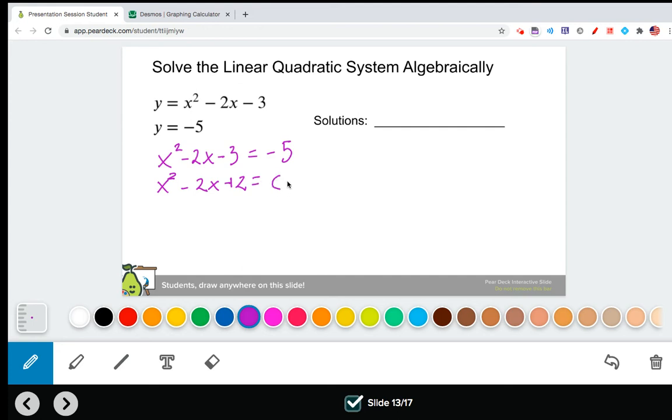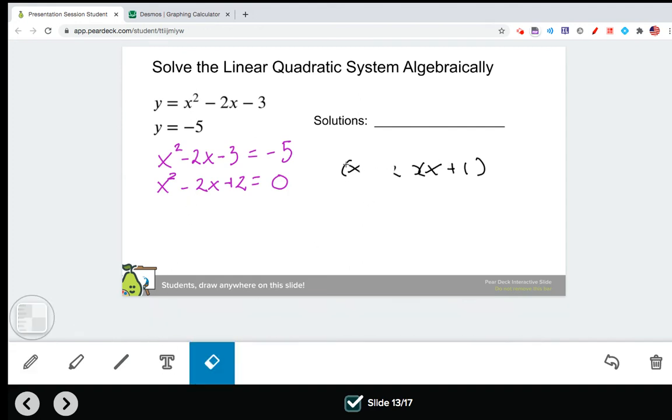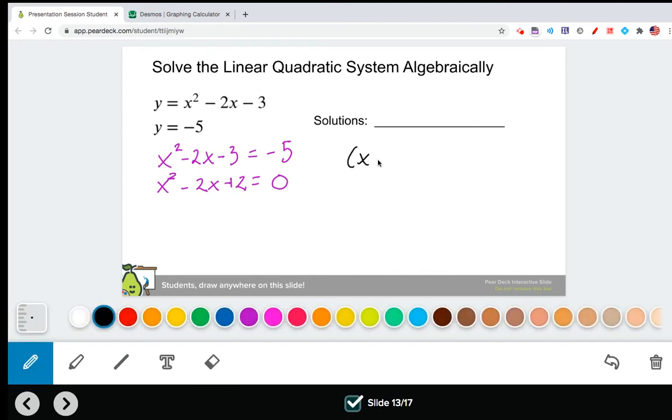And I'm going to try to do backwards FOIL for this trinomial. And I'm thinking, what times what equals x squared? Well, that would be x. I'm thinking, what times what equals 2? Well, the only thing I could do is +2 and +1. But then I see, wait, I want my middle term to be negative. So I have to make both of these negative. So I'm going to try this again. I'm going to try x minus 2 times x minus 1.